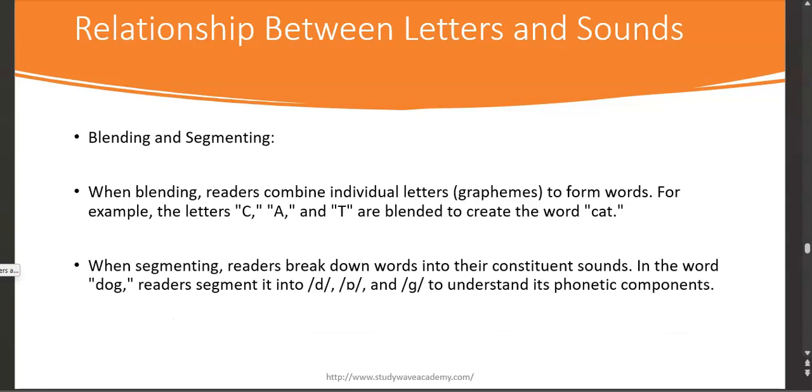Okay, we have blending and segmenting. I told you blending is about bringing sounds together so that you can form a word, and segmenting is dividing this word. When readers read, they combine individual letters, the graphemes, to form a word. For example, the letters C, A, and T are blended to create the word cat. So there's a relationship whereby you divide words and then combine them to bring a final word.